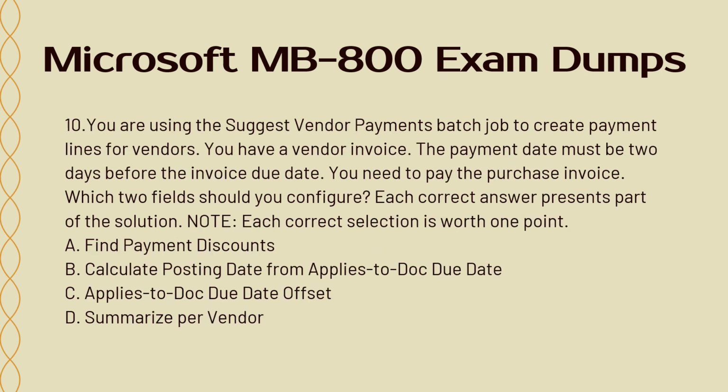10. You are using the Suggest Vendor Payments batch job to create payment lines for vendors. You have a vendor invoice. The payment date must be 2 days before the invoice due date. You need to pay the purchase invoice. Which two fields should you configure? Each correct answer presents part of the solution. Note: each correct selection is worth 1 point. A. Find payment discounts. B. Calculate posting date from applies-to doc. due date. C. Applies-to doc. due date offset. D. Summarize per vendor.